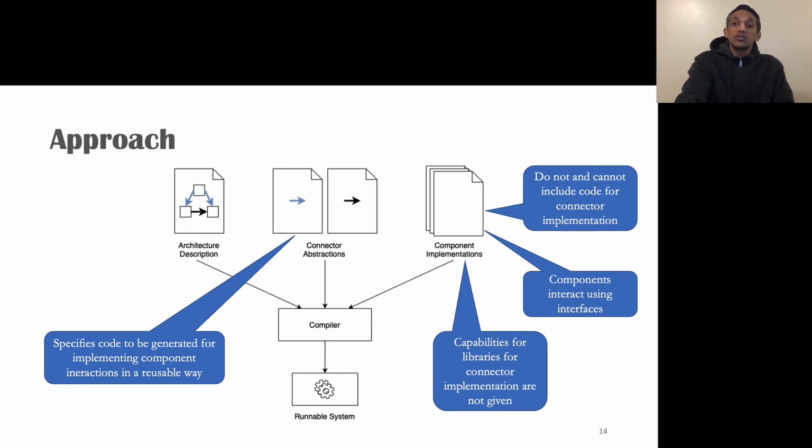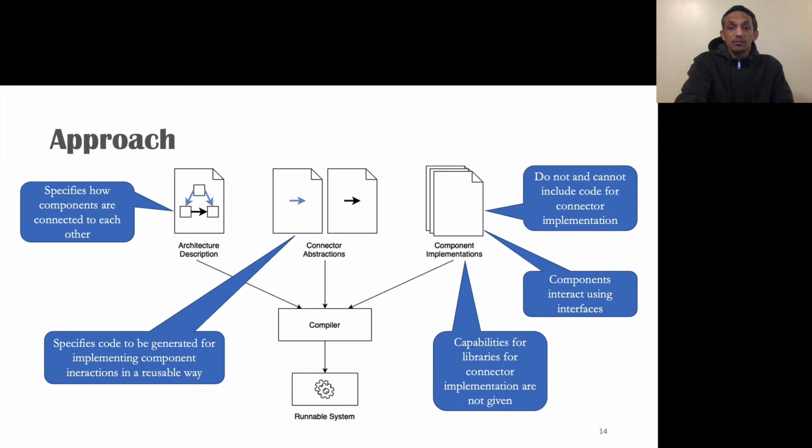Component implementations do not have access to these capabilities, so the developers cannot use these libraries in the component implementations. Only connector abstractions have access to these capabilities. Now, if component implementations cannot include connector code, how do you specify which components interact with each other? For that, we use an architecture description.